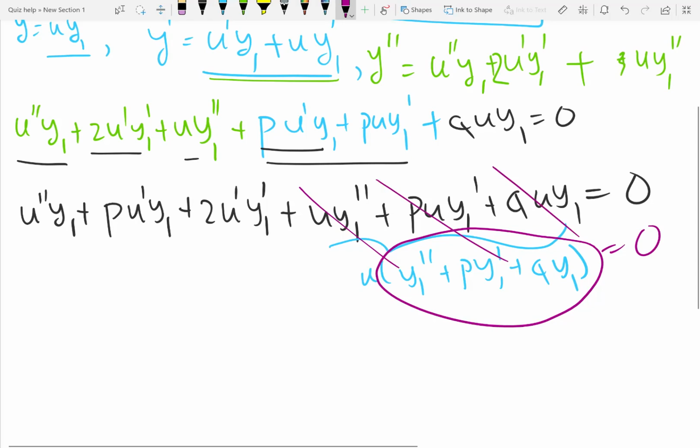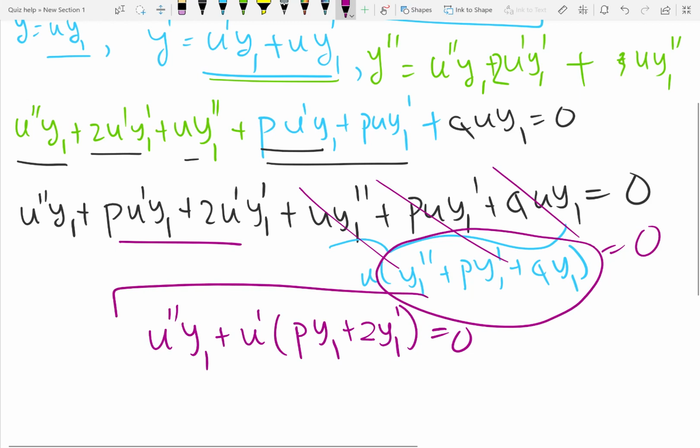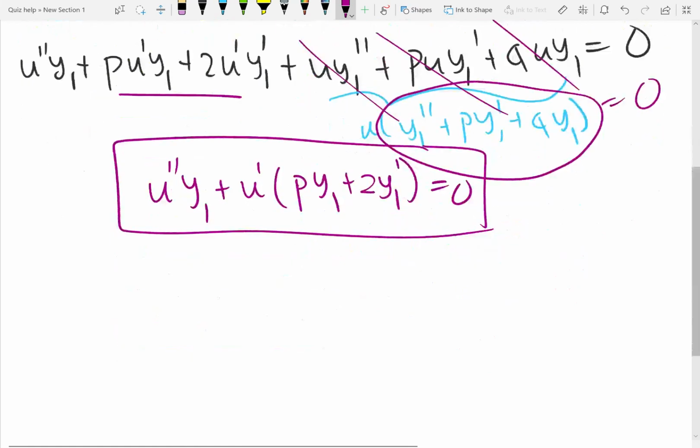They are 0. So what's left is u double prime y1 plus, let's factor out a u prime here, u prime times p y1 plus 2 y1 prime, is equal to 0. Okay, we have a much simpler equation now. All right. Now what we got right now here is a differential equation in terms of u. It's a second order differential equation.